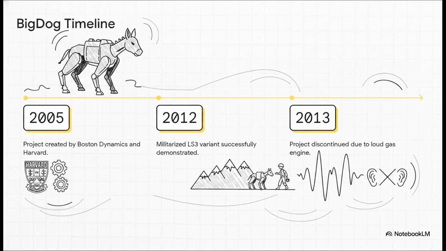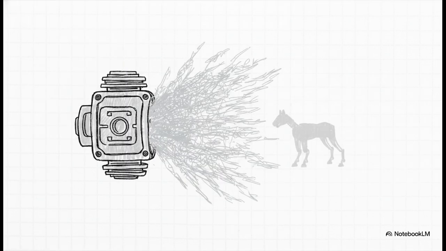Honestly, it was a massive technological success in terms of engineering. Yet, literally just 1 year later, in late 2013, the entire project was discontinued and shelved. Why? Because of one single sensory flaw. It is incredibly ironic. This brilliant rough-terrain robotic ninja was completely defeated by its own acoustic signature.